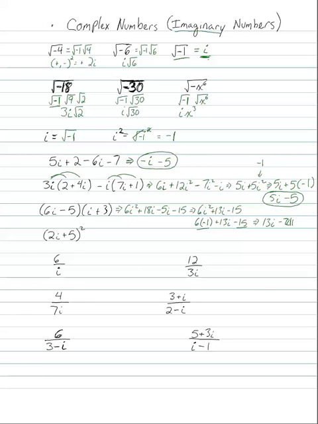Okay, let's try another one. Say I have 2i plus 5 whole thing squared. It's a binomial. I have two terms. I know when it's a binomial, I write it out twice and FOIL it. So whenever it's a binomial, I know to do that.